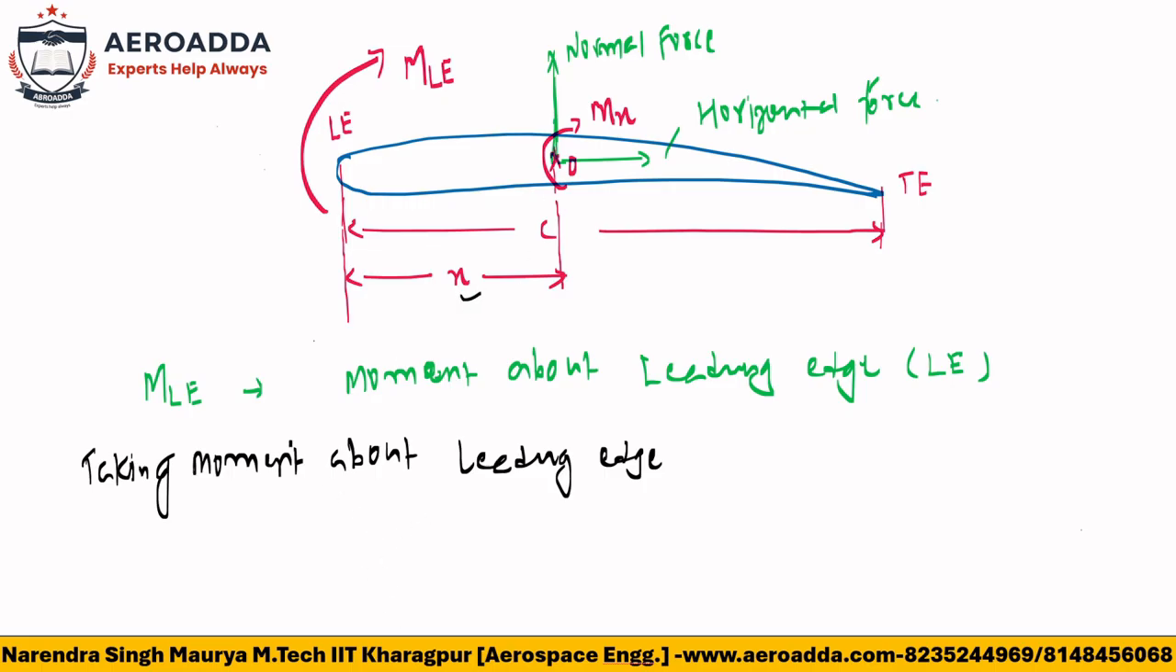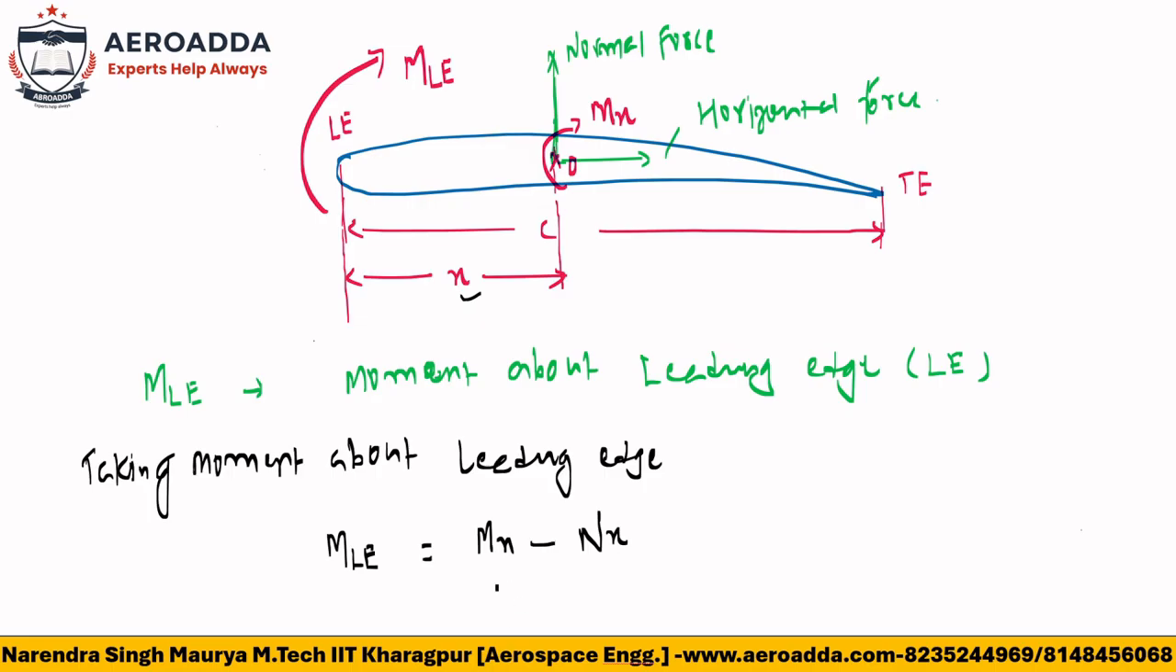So what will be the formulation? You can say the moment about leading edge that already you have considered MLE. So what will be the MLE? MLE is nothing but mx is the clockwise moment, mx clockwise moment, and this normal force will give the anti-clockwise moment about leading edge. So it is nothing but N into perpendicular distance x, right?